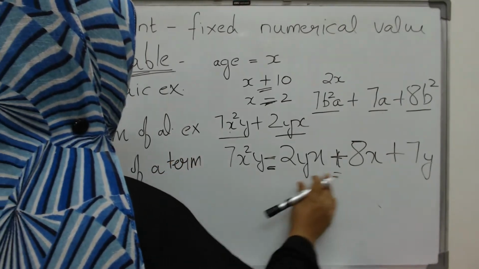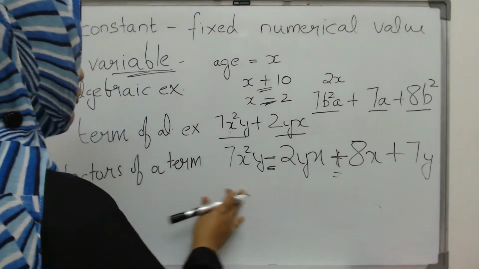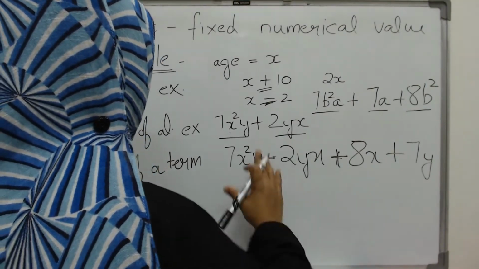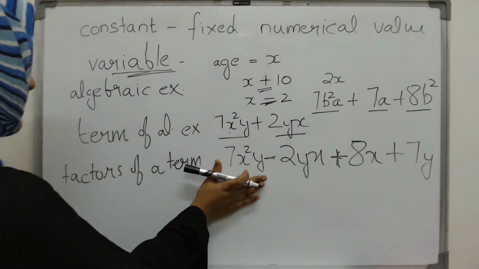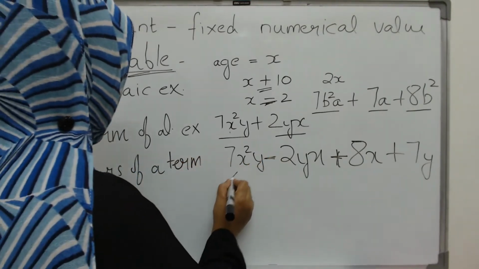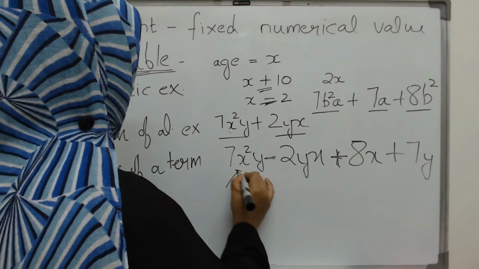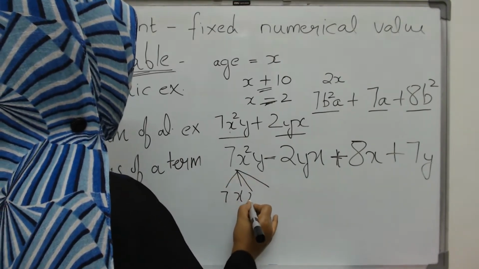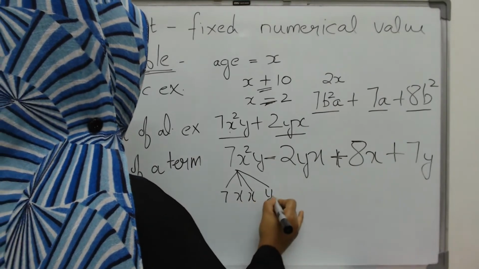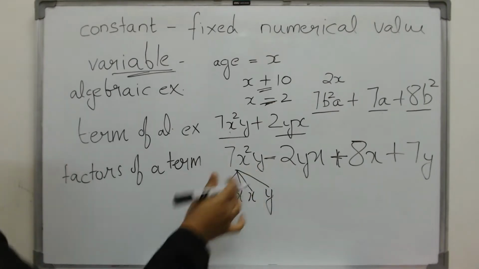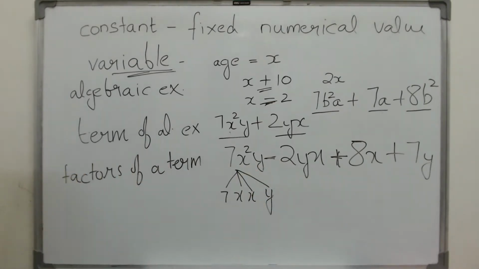So take this, how many terms does it have? It has 4 terms, right? So this algebraic expression has 4 terms. So consider the first term. All the things that make up that first term are called its factors. How many factors? This is 7 into x into x into y. So this term has 4 factors.